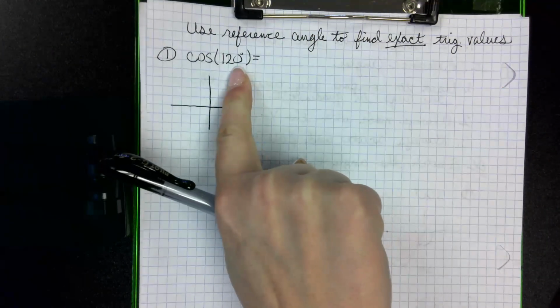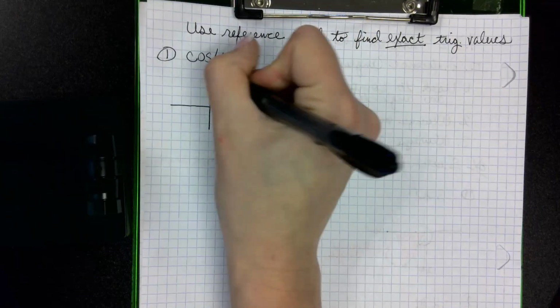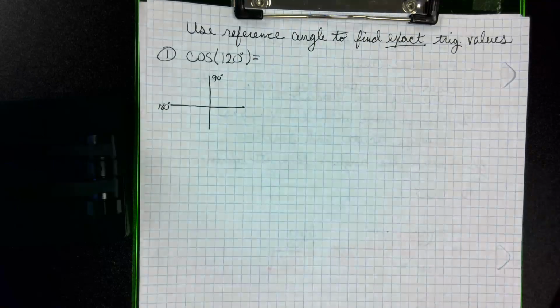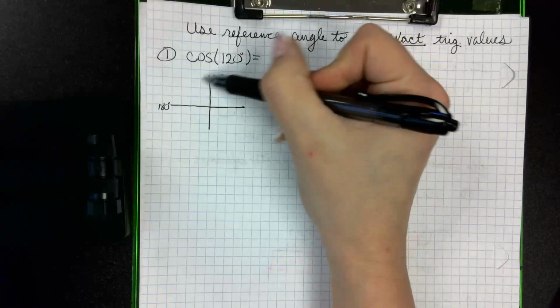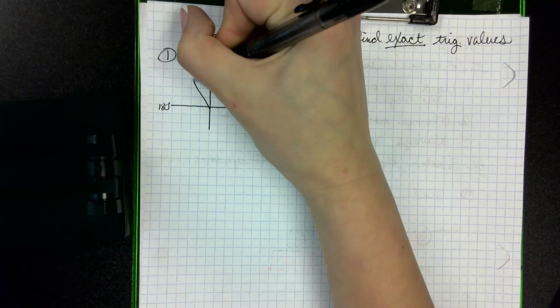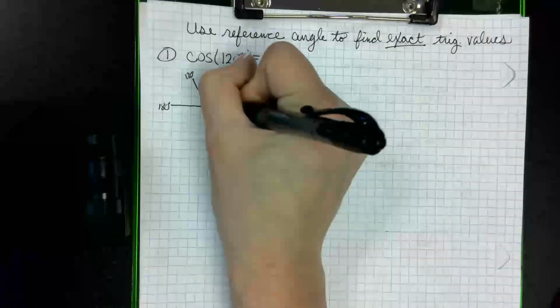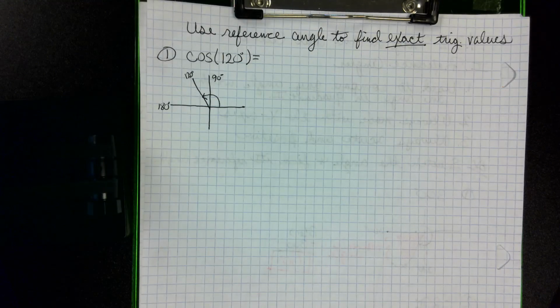Since we're in degrees, I know we have 0 degrees, we have 90 degrees, we have 180 degrees. 120 degrees is 90, and then plus another 30 gives us the 120, which would be here. So there's the given angle, 120 degrees.